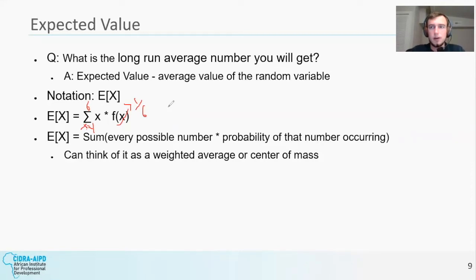It's just like, all right, how big is your number and how likely is it to happen? Let's multiply those together. Let's add them all up. Let's see what the average number you're going to get is. So in words, the sum of every possible number times the probability of that number occurring.